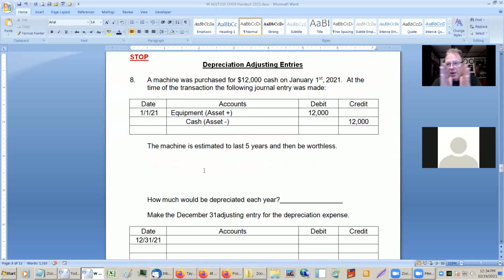So coming down here, we have a machine that's going to last for 5 years, costs $12,000. So it's going to last for 5 periods. So the question is, how much should we recognize as an expense in each period? We paid $12,000 for 5 years. So how much will we depreciate on this thing each year?